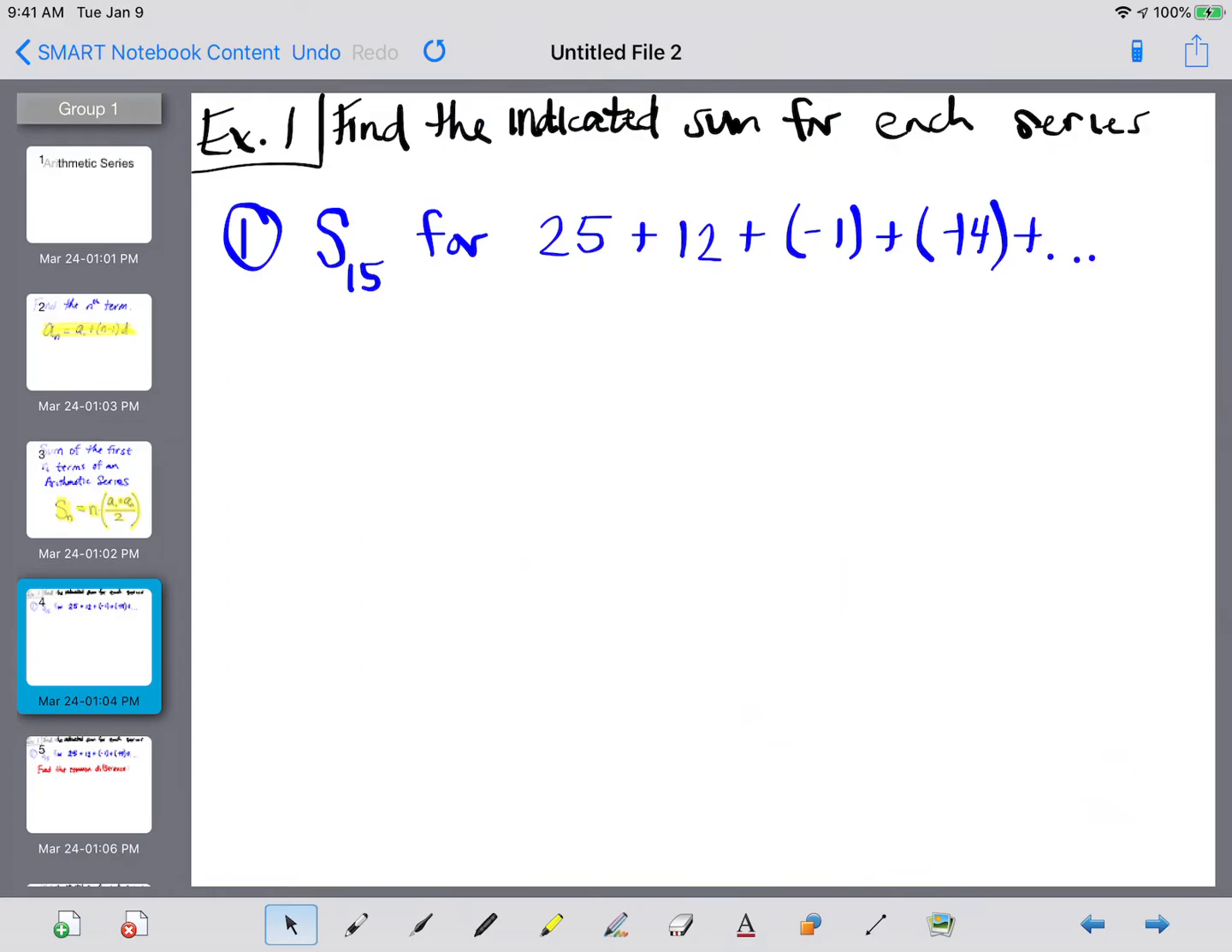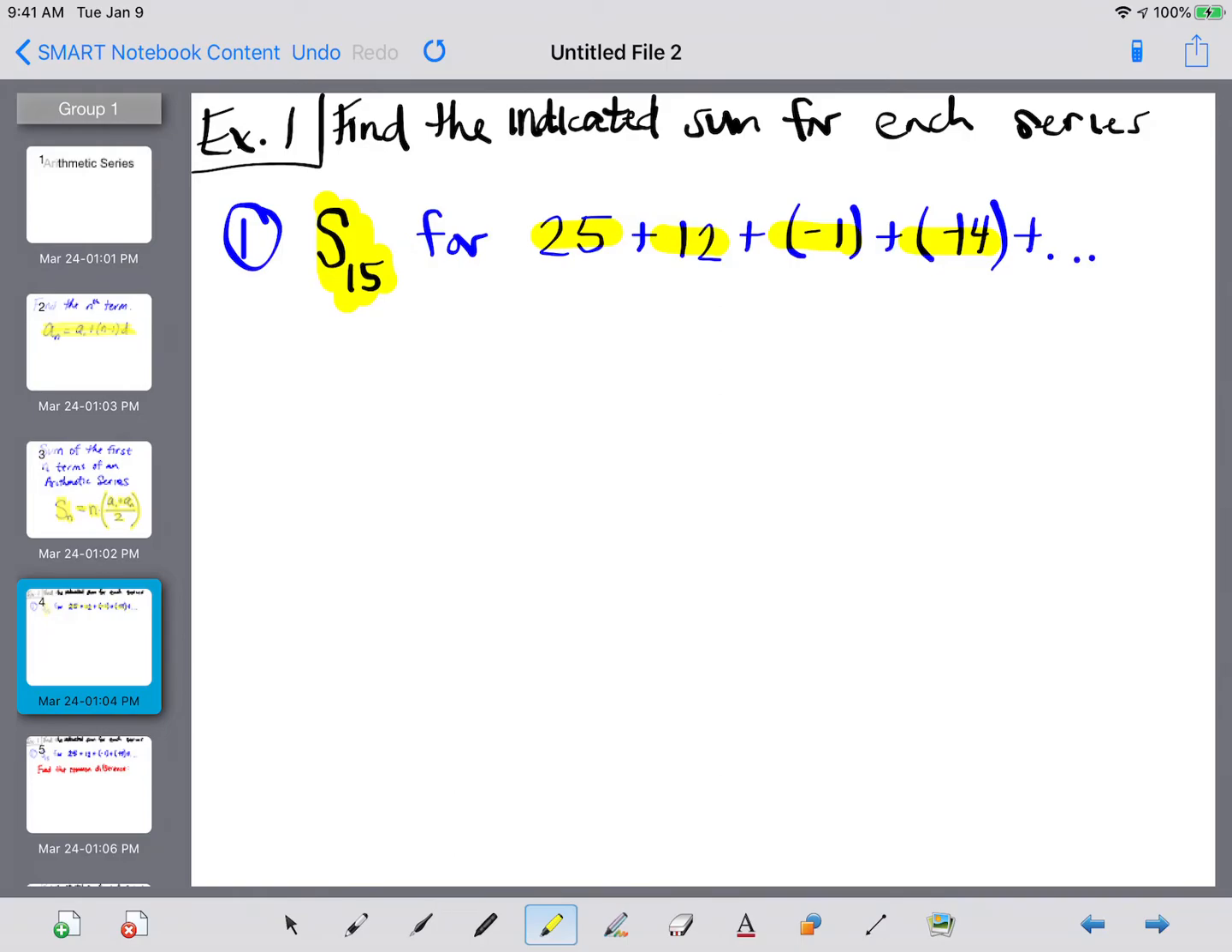First type of example you will see, the question will ask you to find the indicated sum for each series. Example 1, we want the sum of the first 15 terms. When it says the little 15, that means we want the sum of the first 15 terms of this arithmetic sequence that starts out as 25, 12, negative 1, negative 14.